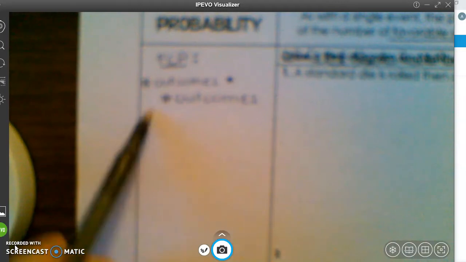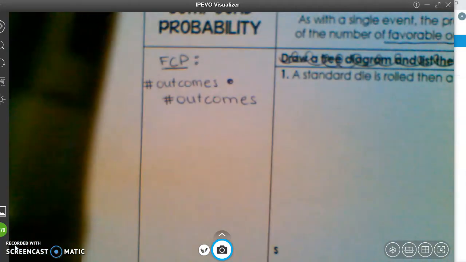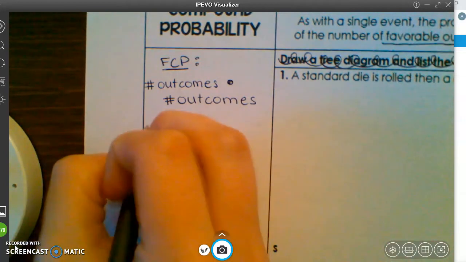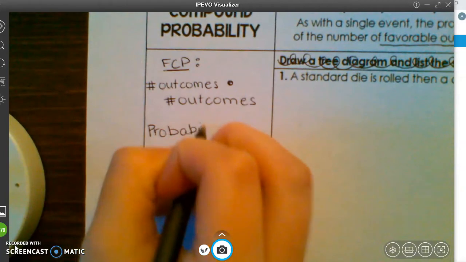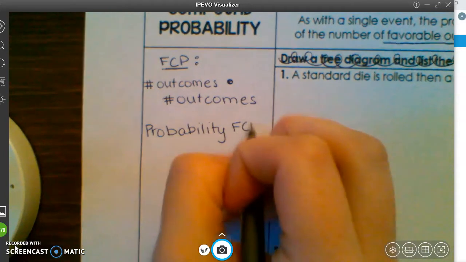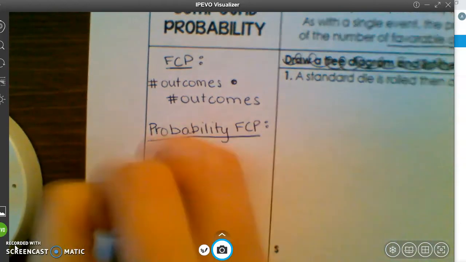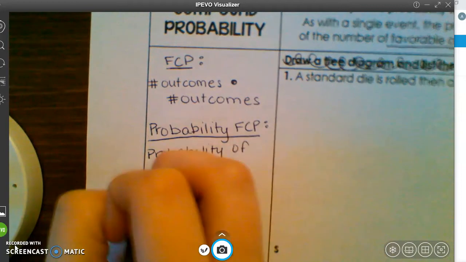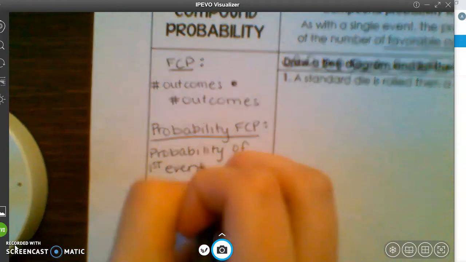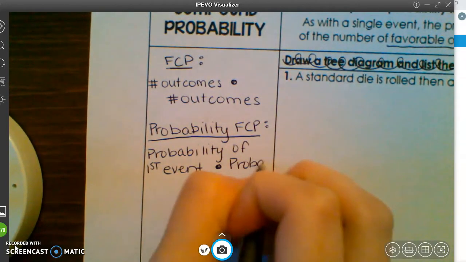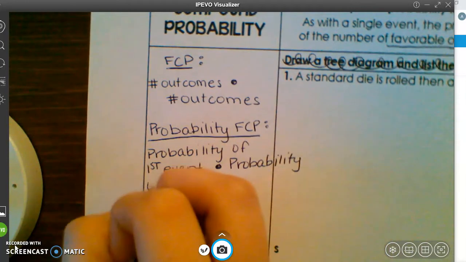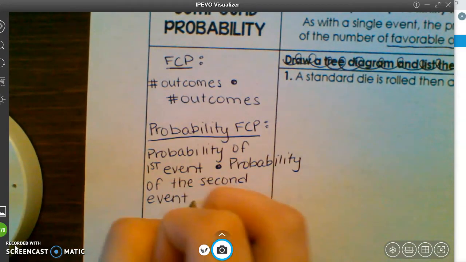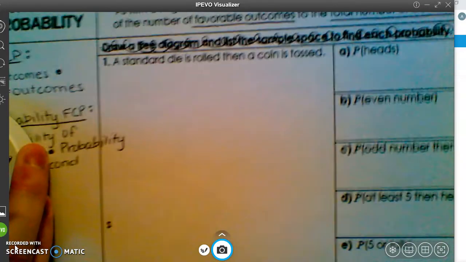There we go. So FCP was number of outcomes times number of outcomes. Well, when we're doing compound probability using FCP, because we have 2 different events, we do probability of first event times the probability of the second event. And we're going to do plenty of examples with this, okay? So, knowing that, let's jump into the first example.